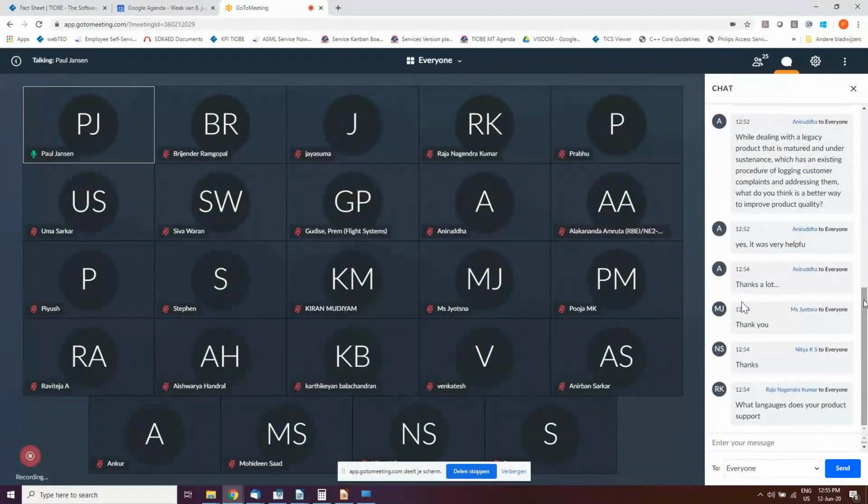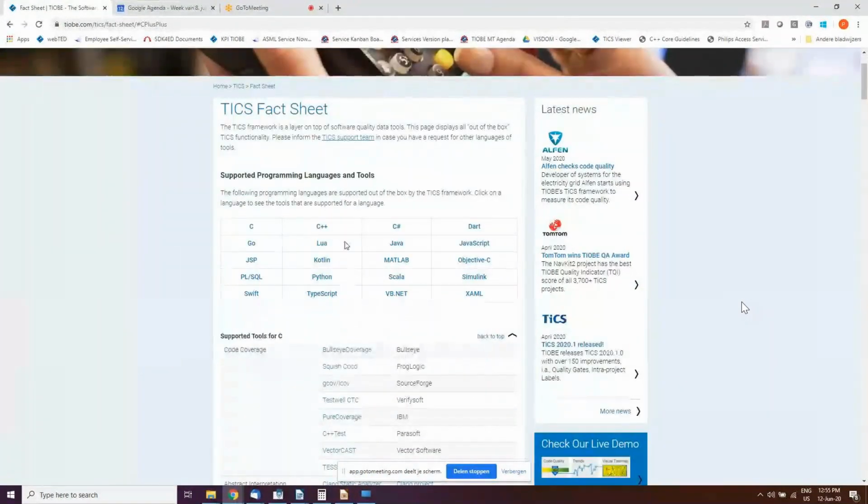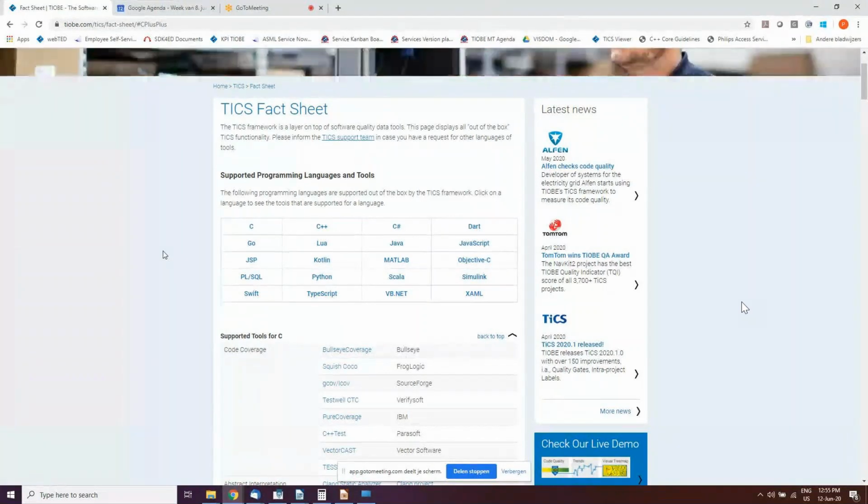One more question from Raja: what languages does your product support? Actually, you can see that on this page or fact sheet. If you go to the top, you see that we support about 20 different languages. It's a kind of framework where you can plug in all kinds of code checkers. If there is a language that we don't support, then since it's a framework, we can easily add a new language if needed.